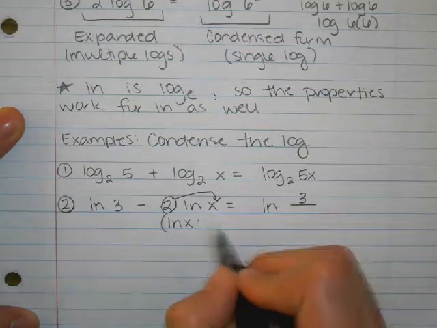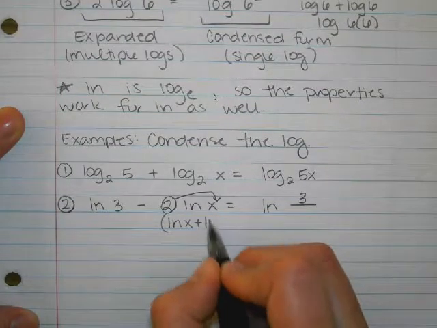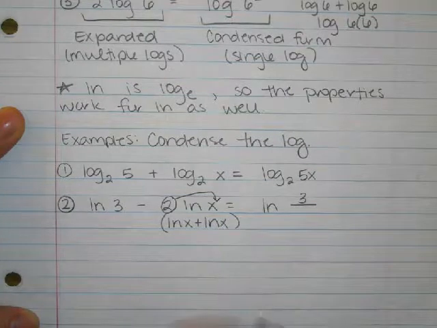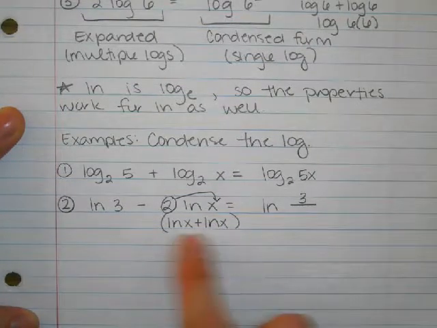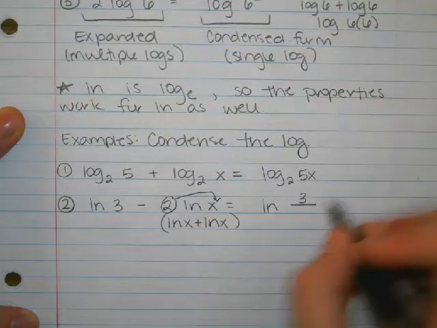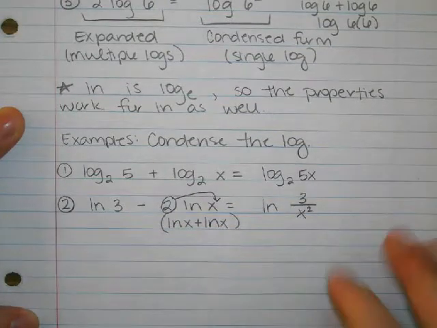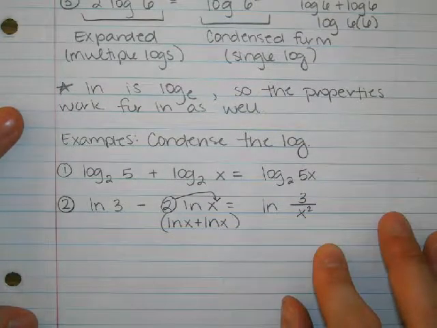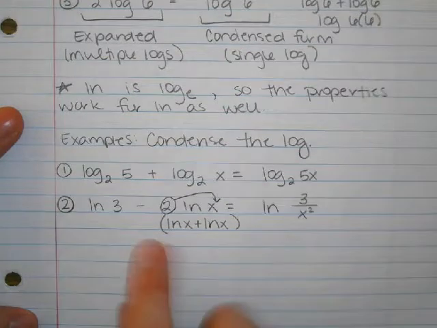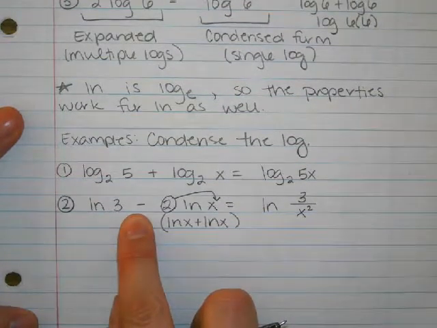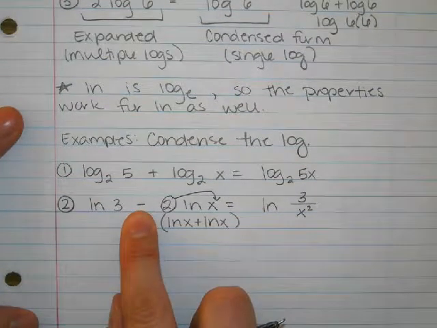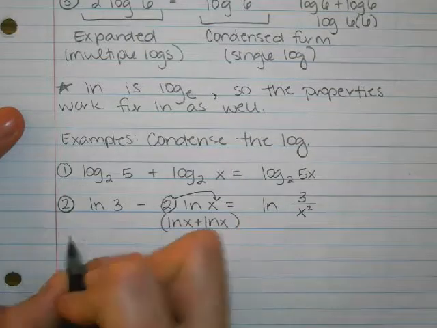That's because 2 ln x means, I'm going to put this in parentheses, it means ln x plus ln x. And so that's ln of x squared, right? So I'm going to say x squared right there. So 3 over ln of x squared. And the reason it was on the bottom of the fraction is, again, because this is a subtraction problem, and it means that those two things should be divided.